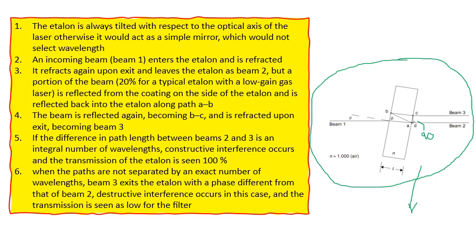Now let's go through this one. The points are mentioned here. One thing: the etalon is always tilted with respect to the optical axis. It has a certain angle with respect to the axis of the laser. Otherwise, it would act as a simple mirror. We have to make a certain angle here.